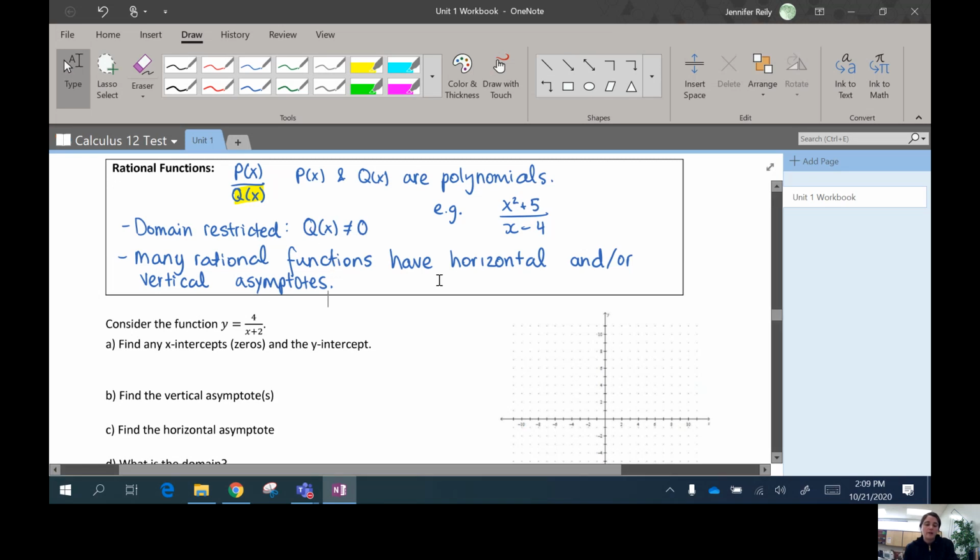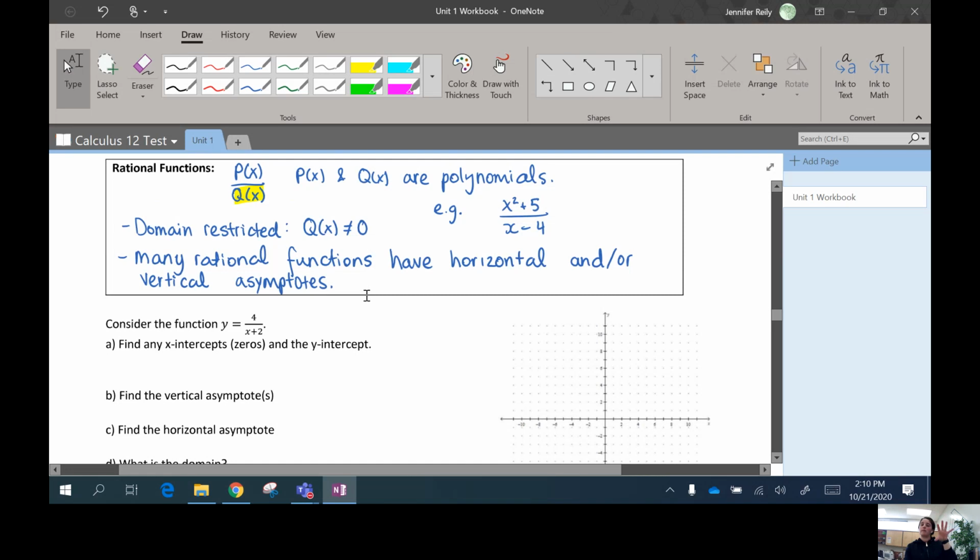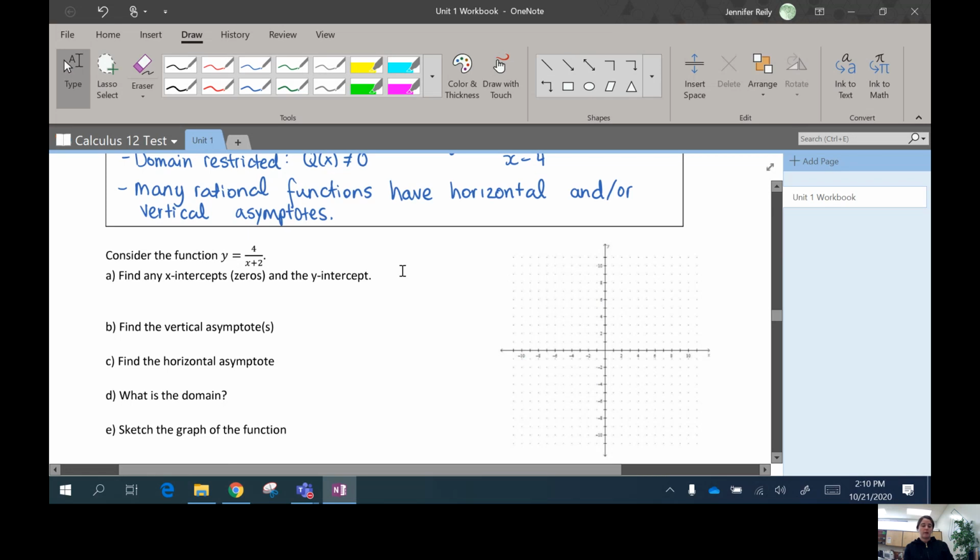I don't expect you to be able to graph one of these. That topic is covered in Pre-Calc 12, but you should be able to look at a function and say, okay, that function is probably a rational function. And then you should be able to tell certain things about the function if you have its formula. For example, let's say we had the equation 4 over x plus 2. Let's find the x-intercept. That's where the function is equal to 0.